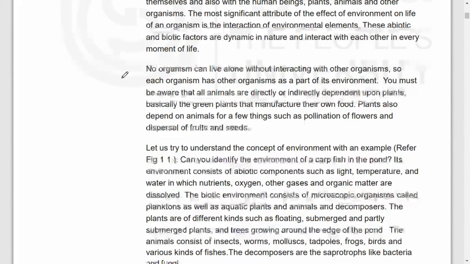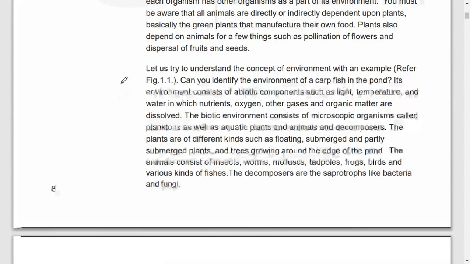You must be aware that all animals are directly or indirectly dependent upon plants, basically the green plants that manufacture their own food. Plants also depend on animals for a few things such as pollination of flowers and dispersal of fruits and seeds. Let us try to understand the concept of environment with an example.